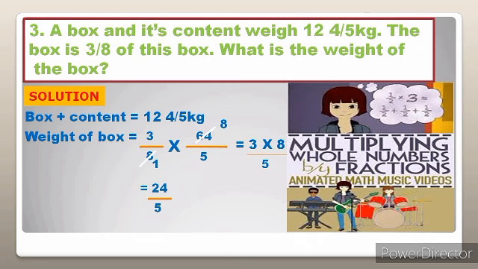We have to convert the improper fraction to a mixed number. And to do that, we have 5 divided into 24. How many times will 5 divide 24? It is 4 times. So we have 4 whole number. Now remaining how many? Remaining 4. That 4 becomes our numerator over what we used to divide, which is 5. So the weight of the box is 4 whole number 4 over 5 kilogram.